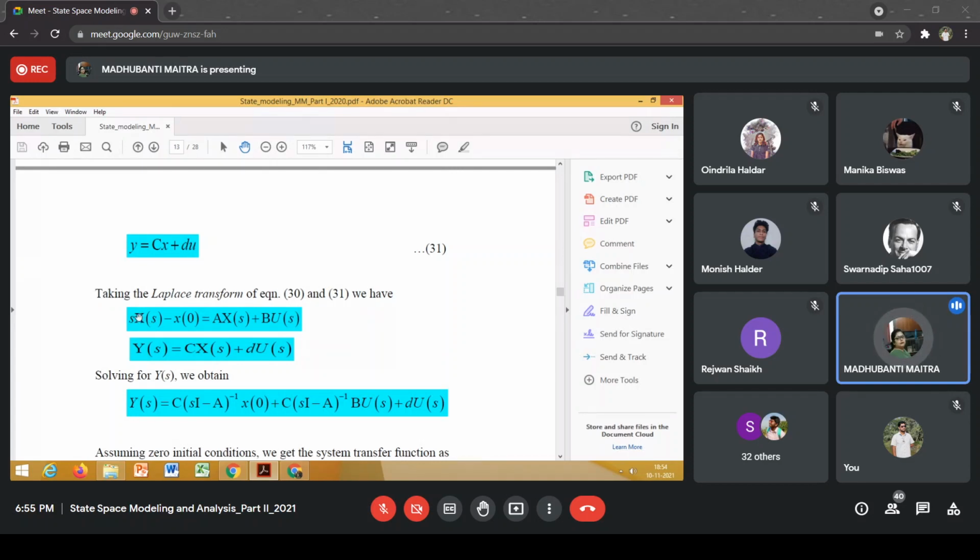Right? So from that equation, we'll try to find out the expression of X(s), and that we will substitute in the output equation. So X(s) will be (sI minus A) inverse into x(0) plus (sI minus A) inverse into B into U(s). Write it down. If required, I'll repeat.